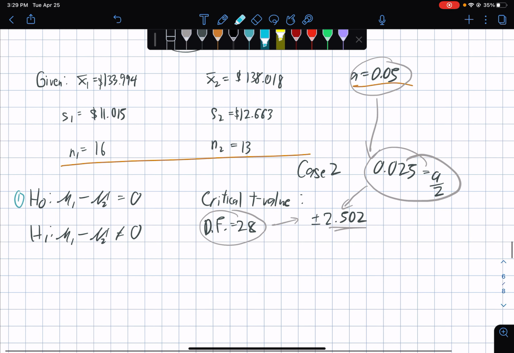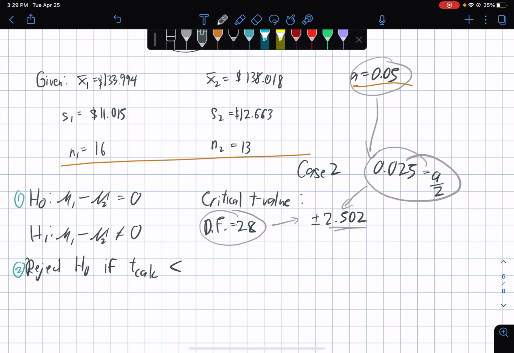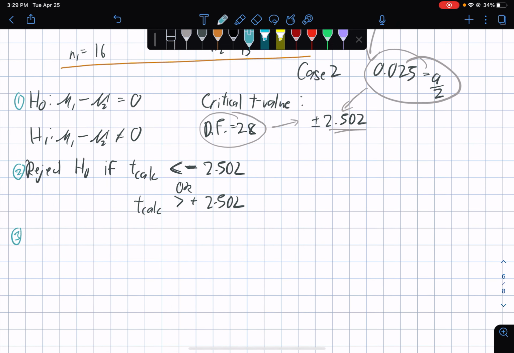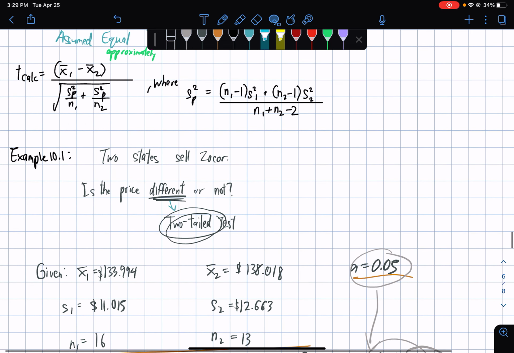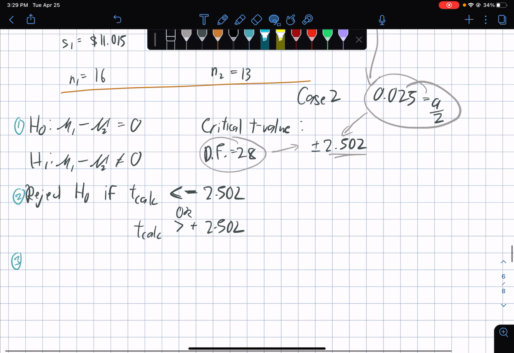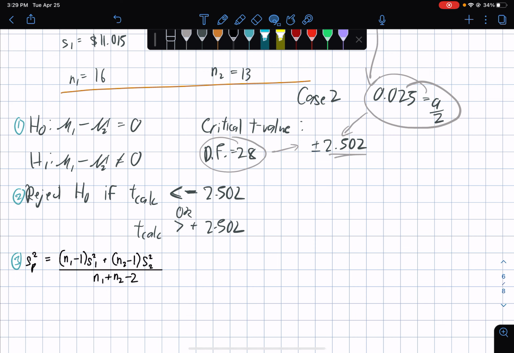Okay, so we're ready for step 2. Reject the null hypothesis if the t calc is less than negative 2.502, or t calc is greater than positive 2.502. So, computation na. Copy-paste the formula. Wait, before that, unlike the other formulas, ito pareho. Let's use this formula muna, before we proceed to the actual formula.